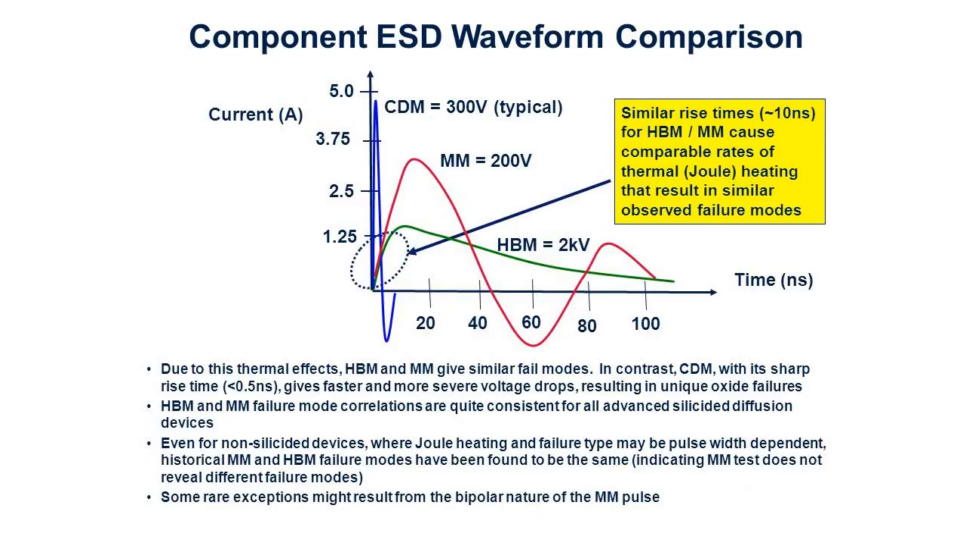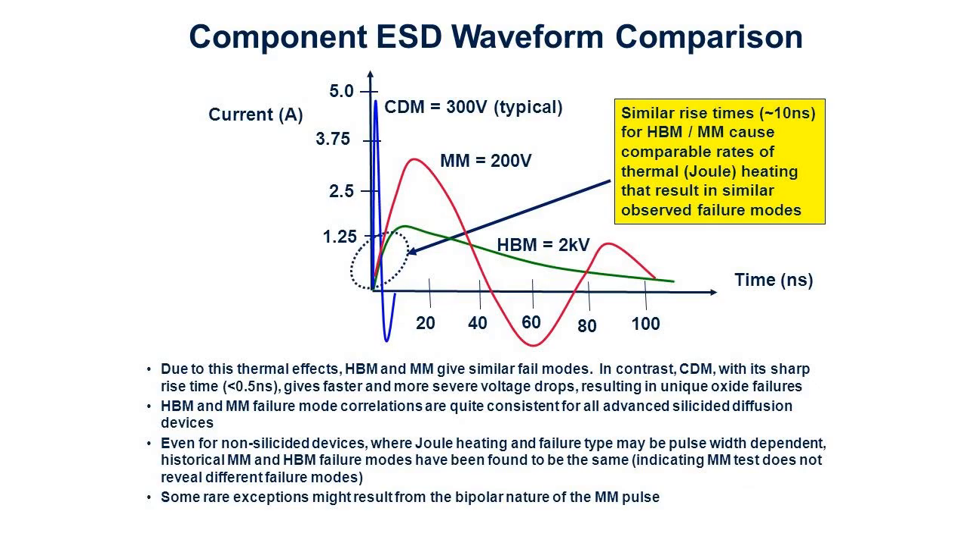The current discharged into a device depends on the ESD voltage and on the characteristics of the device's current path. But the amount of current that passes through a device can be drastically different for a given discharge voltage, depending on the test method. Unfortunately, the differences in current for a given voltage are not always well understood.